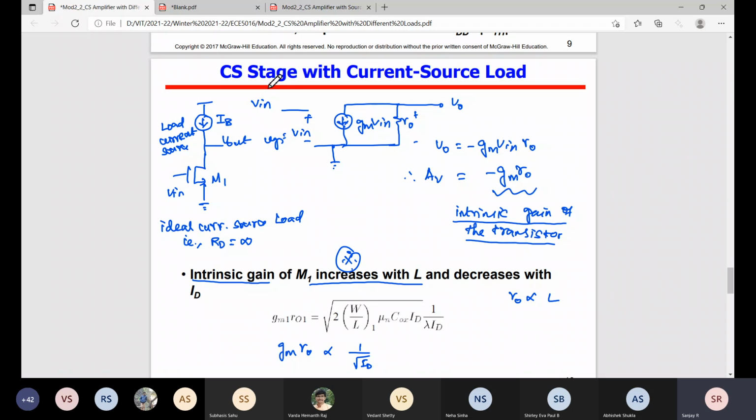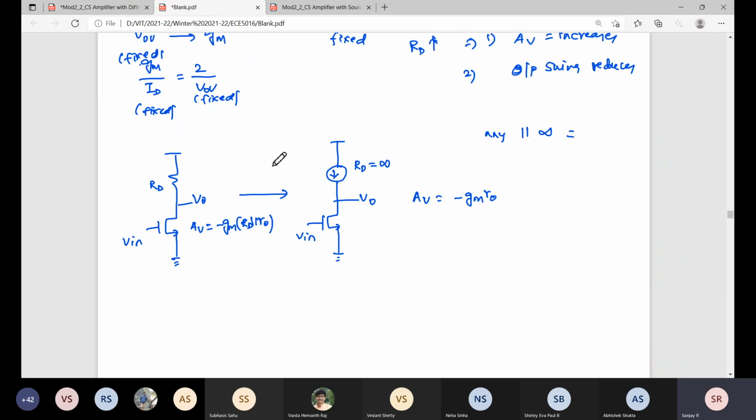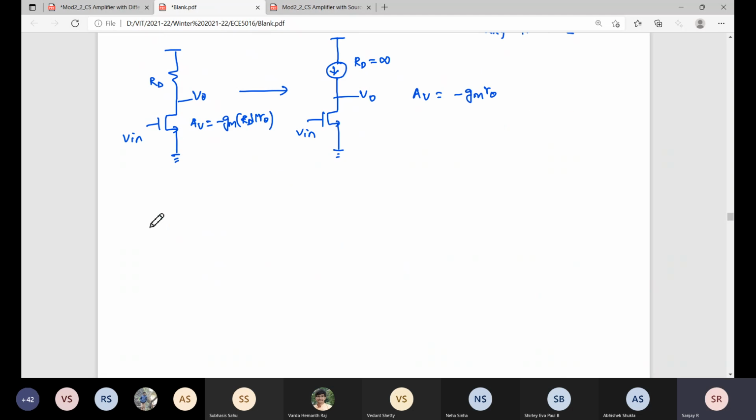Fine. So now you understand the common source amplifier with an ideal current source. Okay. So now I want to replace the ideal current source with a practical one. So how can I implement this current source, the current coming from the supply? What can I put here?